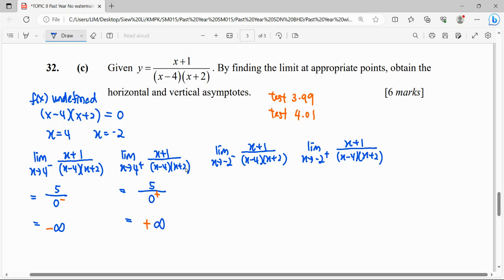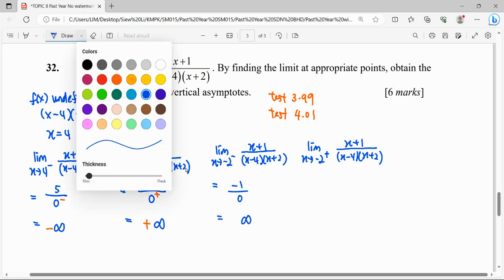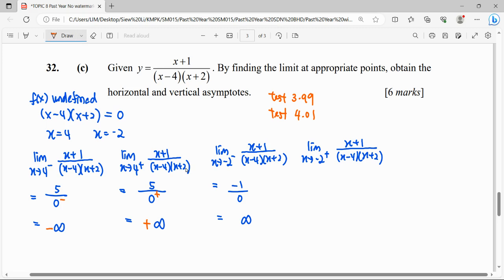Then repeat for the value of negative 2. When we substitute negative 2 here, negative 2 plus 1, we have negative 1 over 0. So this is infinity. We test a value to identify whether it is positive or negative infinity.